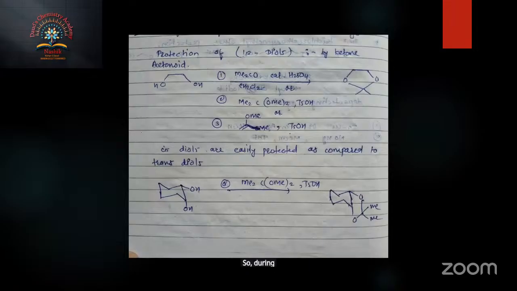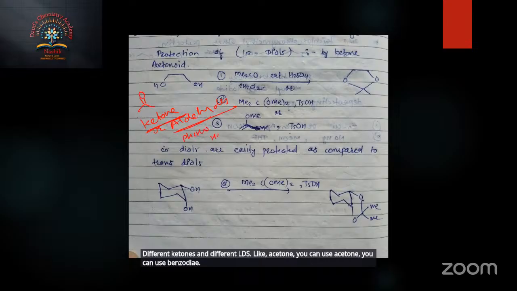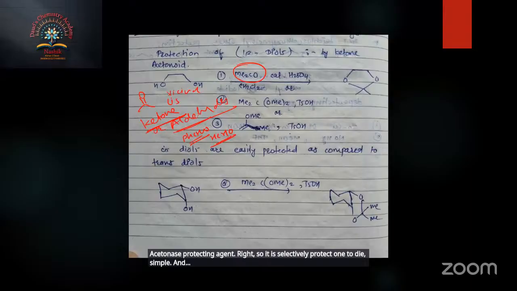So during protection of diol, you can use ketones or aldehydes. Different ketones and different aldehydes, like acetone, benzaldehyde, formaldehyde. We have different strategies, right? So let's say here we have a vicinal diol. For vicinal diol, we have taken acetone as a protecting agent, right? So it selectively protects the 1,2-diol, simple, and which should be cis. Which functional group? Cis diol.